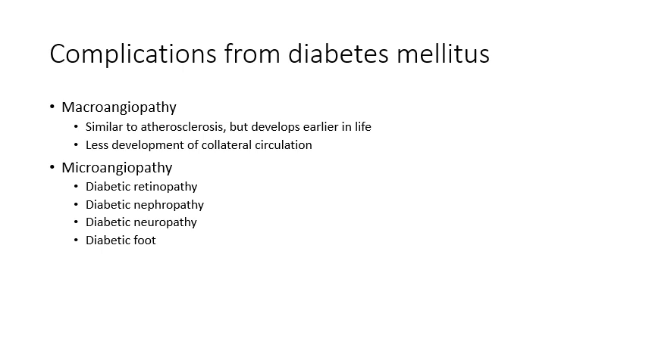The complications of diabetes mellitus on the macro level, macroangiopathy, is that this is similar to atherosclerosis, but it develops earlier in life, and also the collateral circulation is less developed. So this is much more of a trauma to the circulatory system, and the circulatory system has not been able to develop collaterals, which makes the narrowing of the arteries that much more severe.